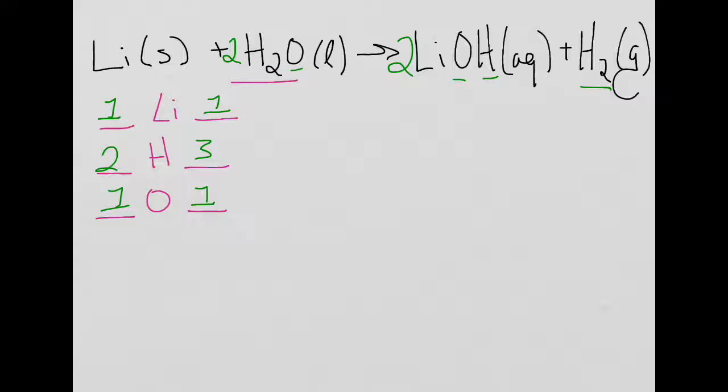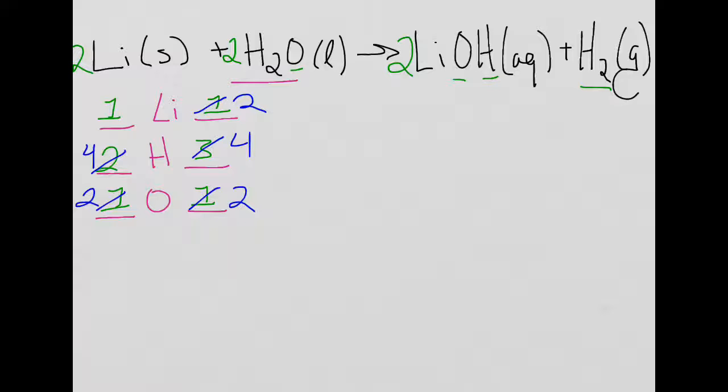I now have, if I think about this, let me do it in another color. I now still have 1 lithium and now I have 2 lithium, so that's something to think about. I now have 4 hydrogen and 4 hydrogen, so that's fine. And I have 2 oxygen and 2 oxygen. So I've upped my lithium. Can I do anything else? I can add the 2 over here to the lithium.